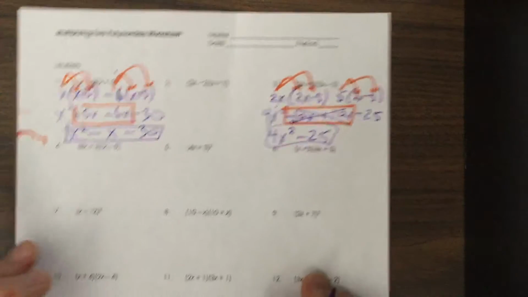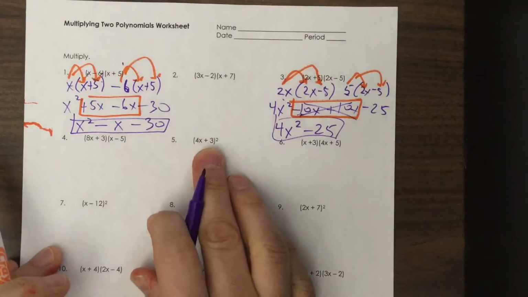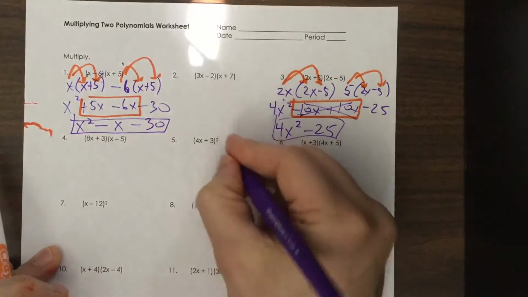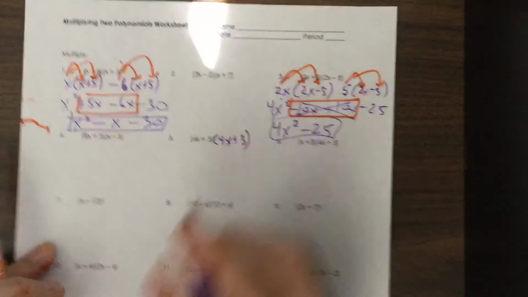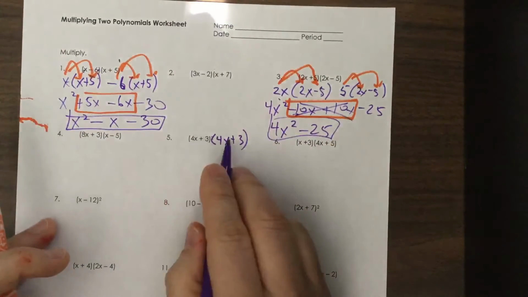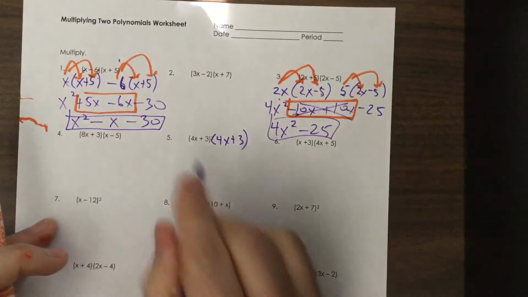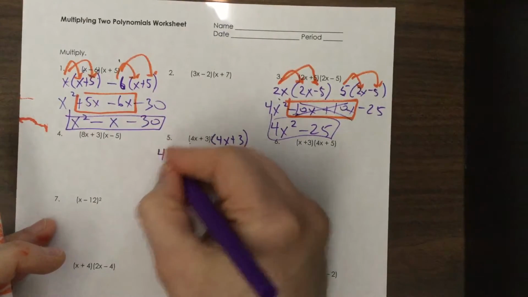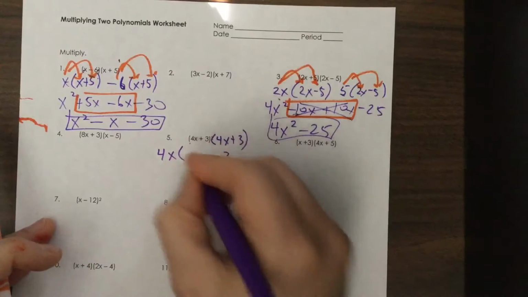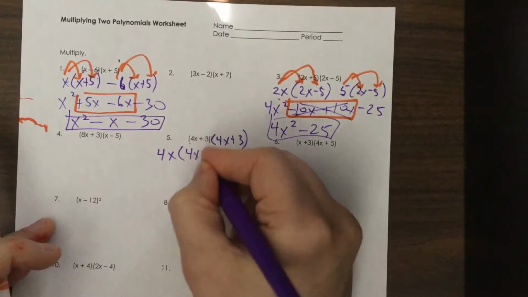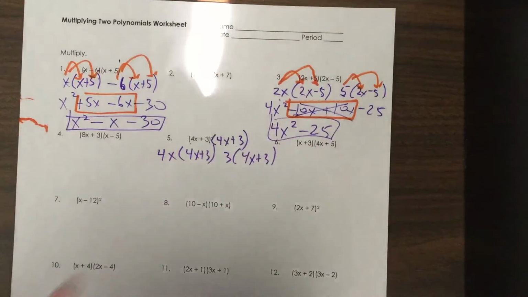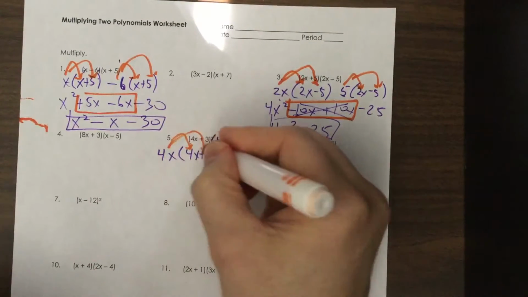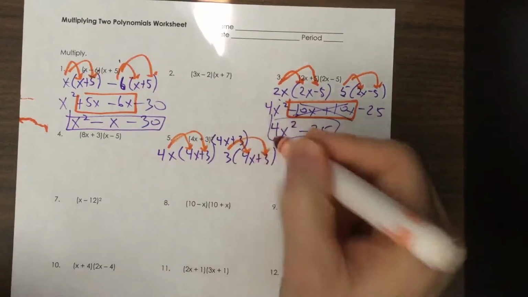Number 5, 4x plus 3 quantity squared. All that little thing means is it's the same thing twice. I'm just going to write it out twice so I can look at it in the same manner as the other problems. I'm going to split my first one. I'm going to write the second one twice. Now I show my distribution if I want to, so I don't forget any distributing.